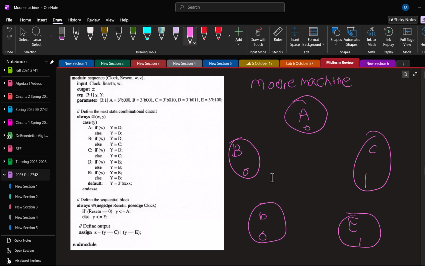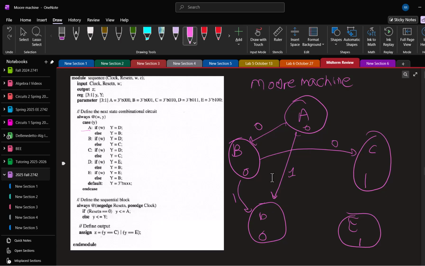And then I look at my case statement, and I see if W. So I know W is my input. And if W is the same as saying if W equals 1, so if W equals 1 and I'm in state A, my next state is D. So I will have a 1 right there. Else, the only other thing it can be is 0, my next state is B. For B, if W equals 1, my next state is D. Else, my next state is C.